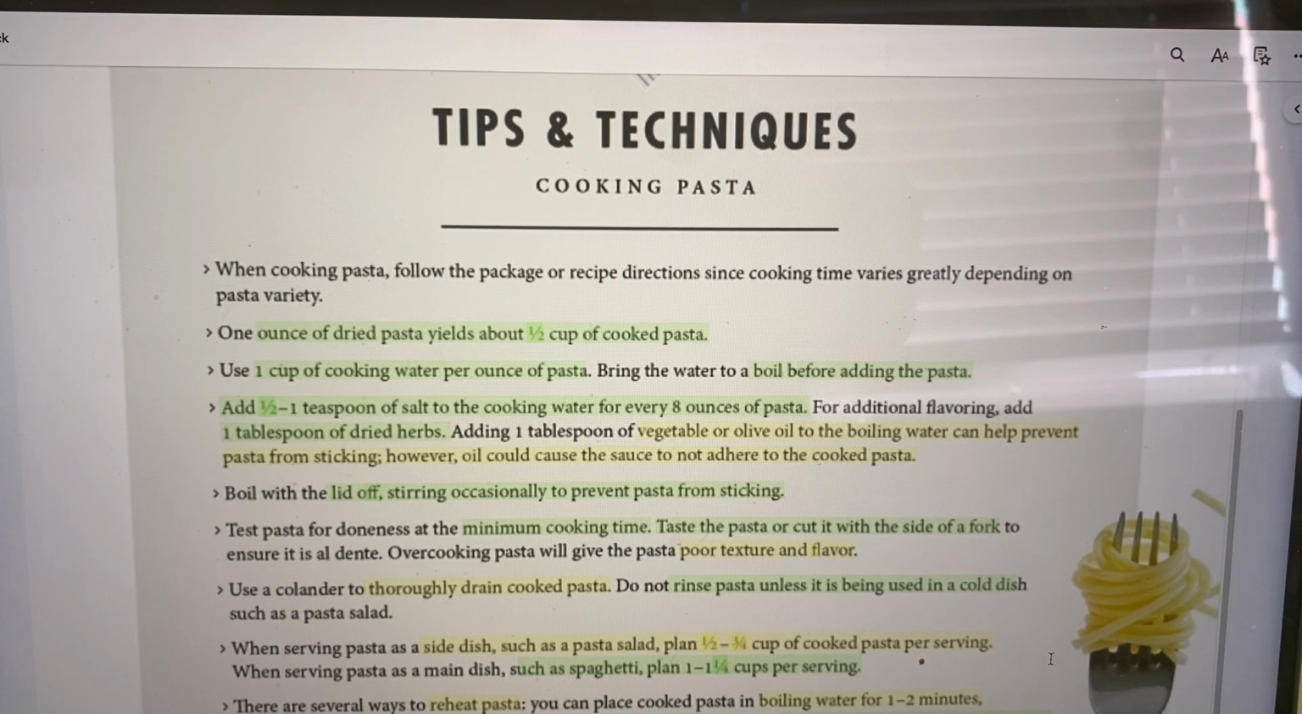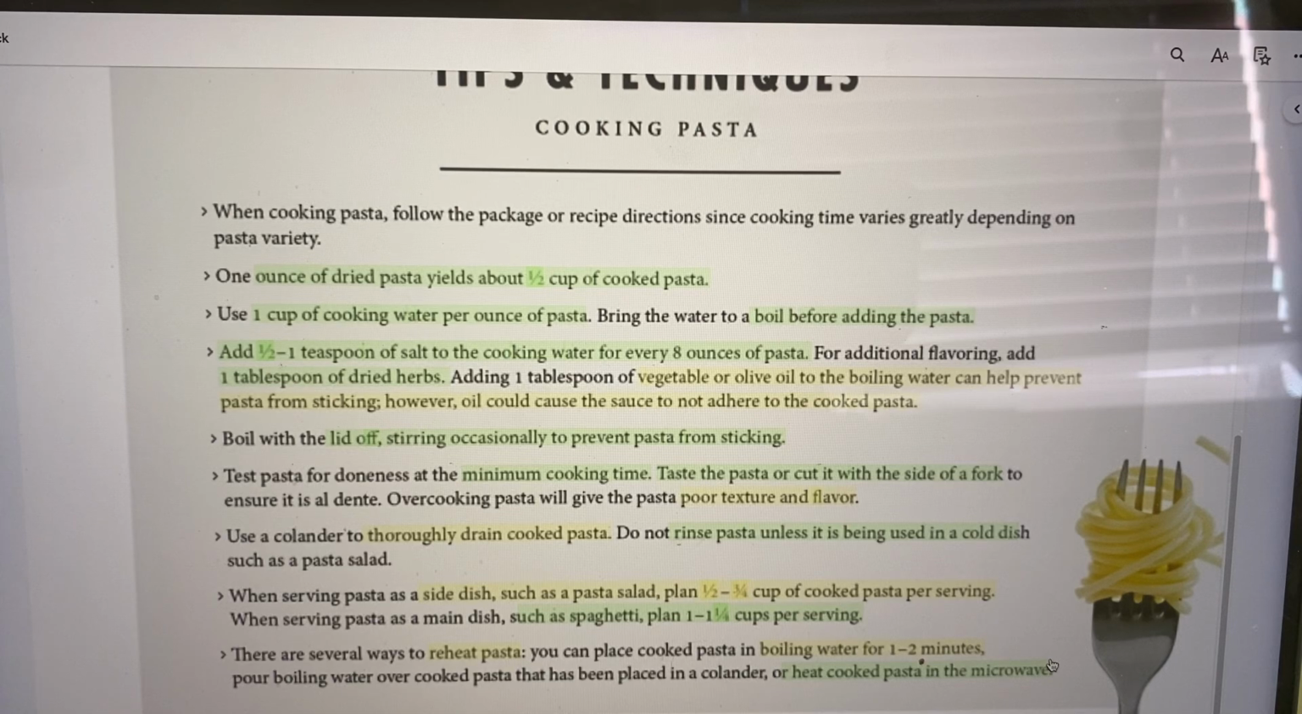Use a colander to then drain the pasta, and don't rinse the pasta with cold water unless it goes into a cold salad. If it's going into a cold salad, you can rinse it with cold water, but only if it's going into a cold salad. Otherwise, you don't need to rinse. So when serving pasta as a side dish, such as a pasta salad, 1/2 to 1/4 cup of cooked pasta per serving. So, people can eat about a half cup of pasta. So it says when serving pasta as a main dish, such as spaghetti, plan 1 to 1/4 cups per serving.